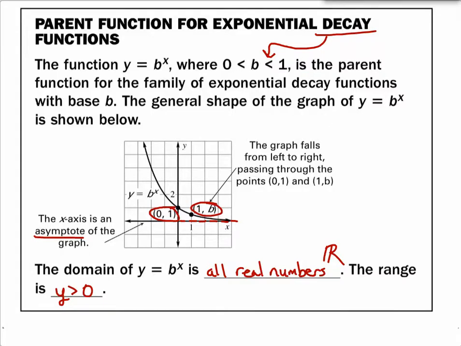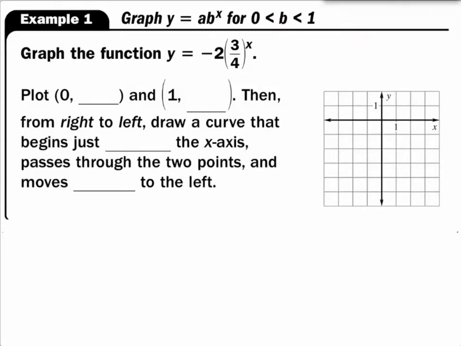Good times. So if we move on to example 1 here, we have -2 times (3/4) to the x. Now, I want to highlight that this 3/4 is that number b, which is between 0 and 1. I just want to make sure it's clear that that's what they're talking about for that b. 3/4 is smaller than 1, but it's positive, so that's what's going on. I'm going to erase that because it might get in the way.